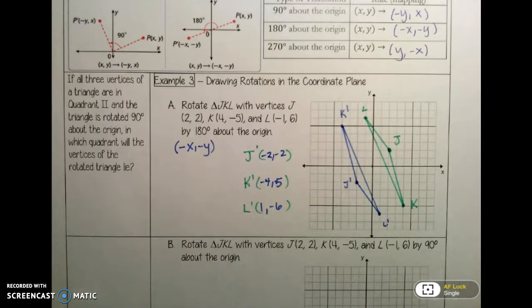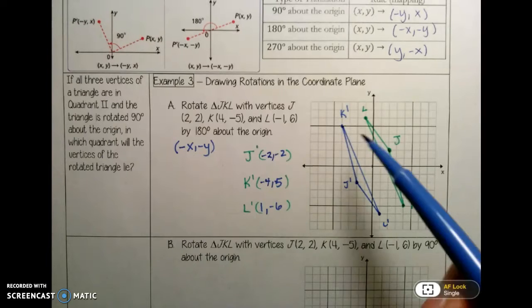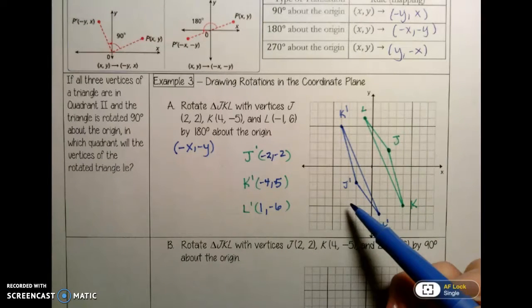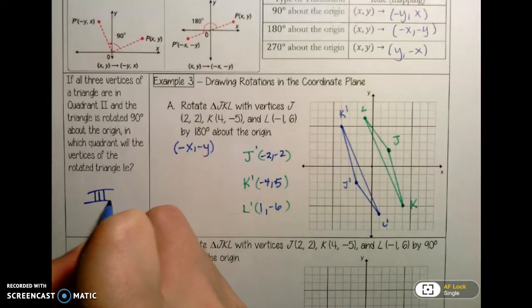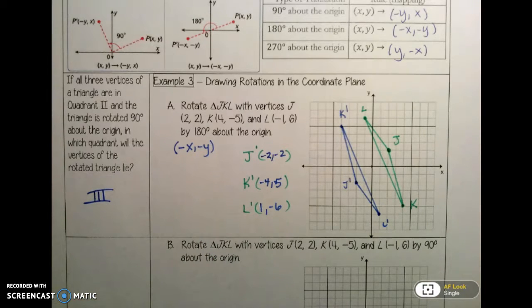All right, so if all 3 vertices of a triangle are in quadrant 2 and you rotate it 90 degrees about the origin, what quadrant would it be in? Well, if it started out here and it's rotating 90 degrees, then it would be in quadrant 3. Okay? If all of it was, or at least part of it would be.